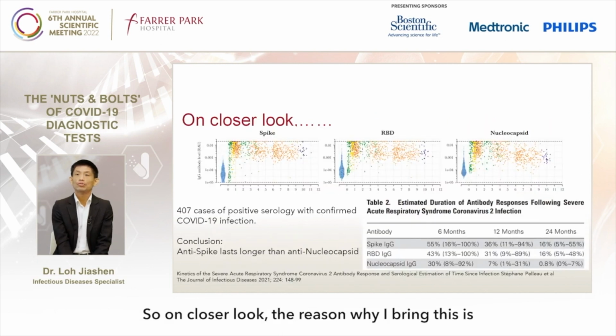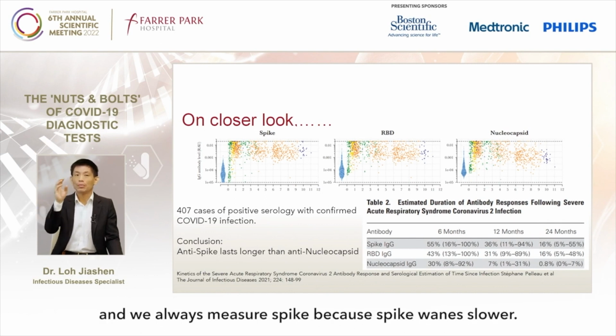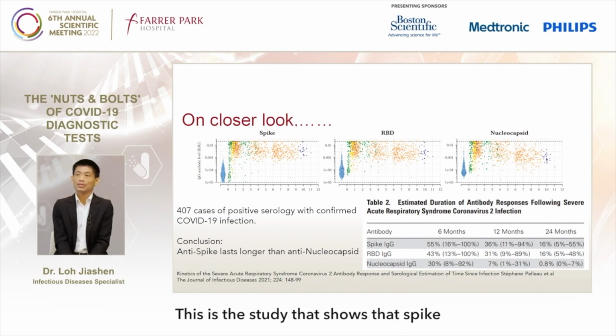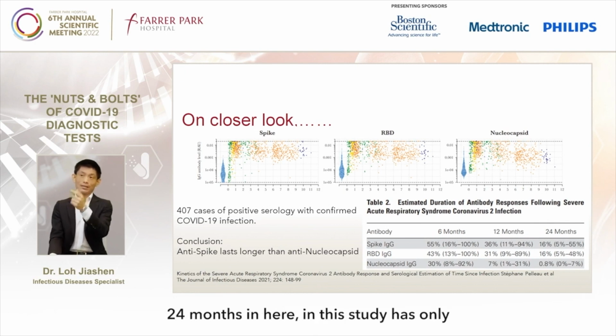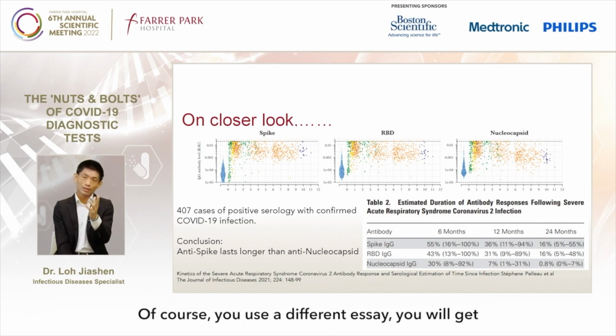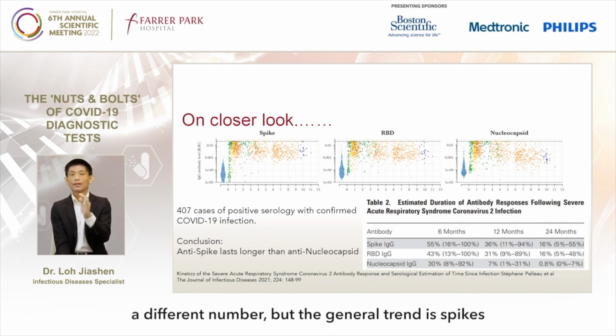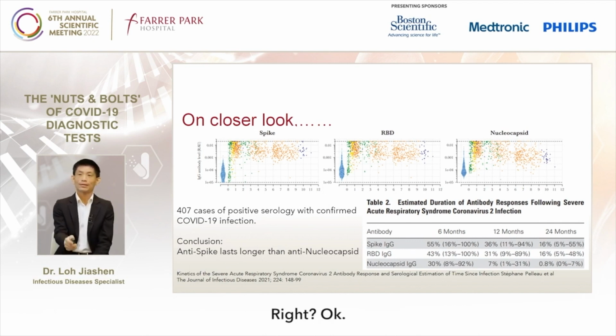Okay. So on closer look, the reason I bring this up is, how about over time? What is the waning of IgG? We always measure spike because spike wanes slower. This is a study that shows that spike wanes slower than nucleocapsid, and nucleocapsid by 24 months in this study has only a 0.8% positive rate. Of course, if you use a different assay, you will get a different number, but the general trend is that spike tends to hold its high level rather than nucleocapsid, right?